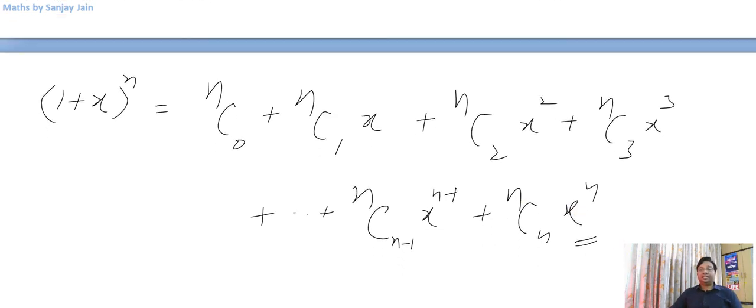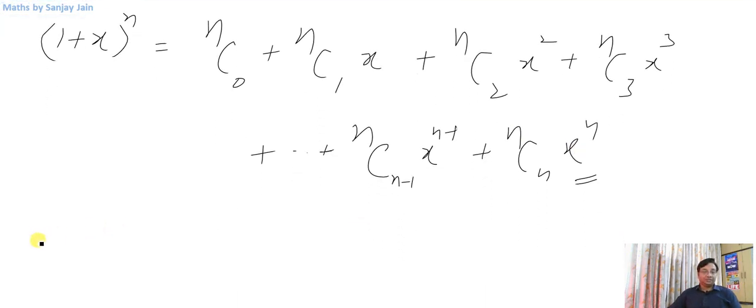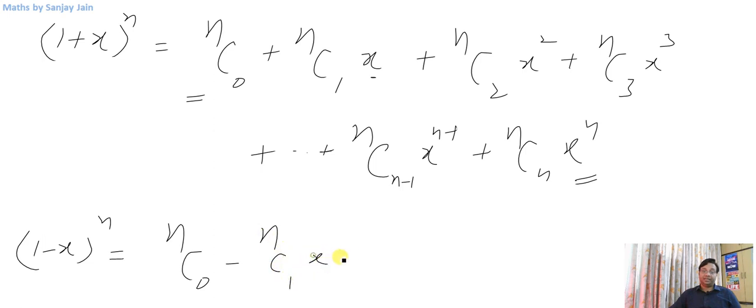And if I replace x with minus x, what will be the formula? (1 minus x) raised to power n. It will become nC0. It won't make a difference because this is a constant term, right? Now this term has got x, so if I replace it with minus x, minus will come here, nC1 x plus nC2 x squared, because the minus sign won't make a difference when it is squared. When it is raised to even power, minus x raised to even power will still be the same. So it will make a difference with odd powers of x only.